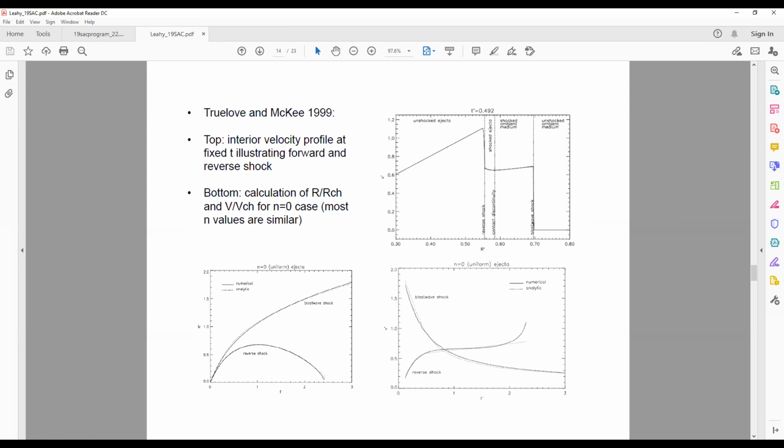the core. Okay, so each different type of ejecta profile gives quite different reverse shock profiles for velocity and radius, but the forward shocks don't change that much.